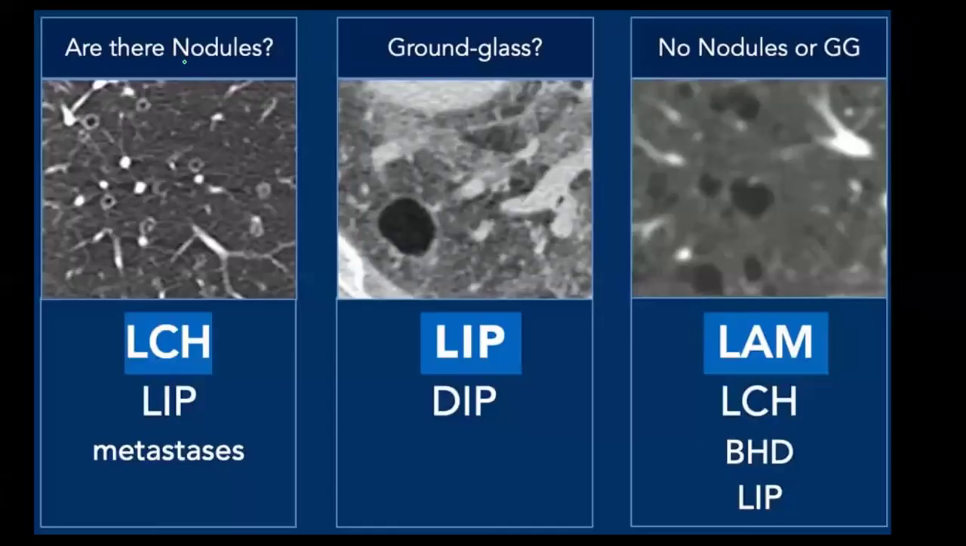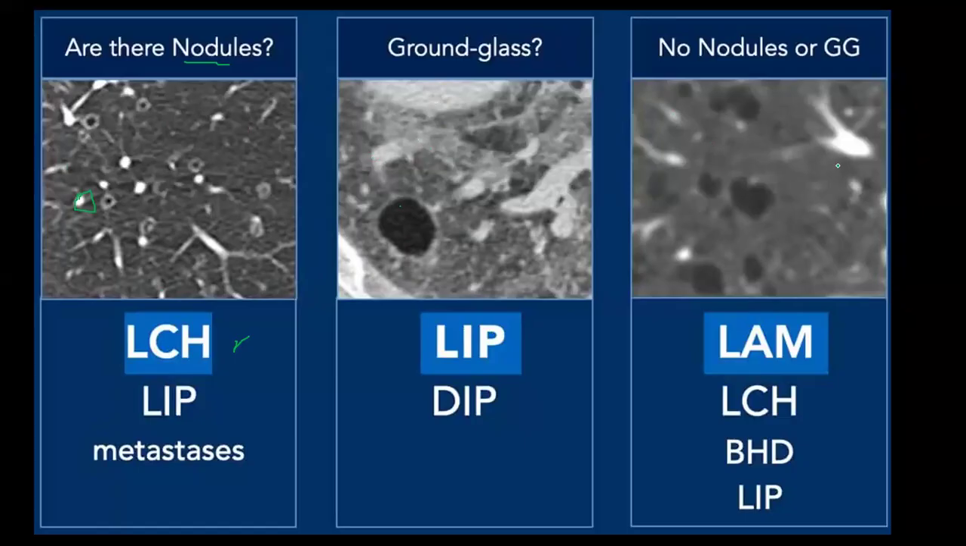Now, let's discuss over here. Here you can see there are multiple small cysts, and you can also see nodules. So it is a case of LCH. Now, this is the case of LIP in which you can see cyst in addition to ground glass haze. Here you could see nodules with cyst. Here you can see ground glass haze with cyst formation.